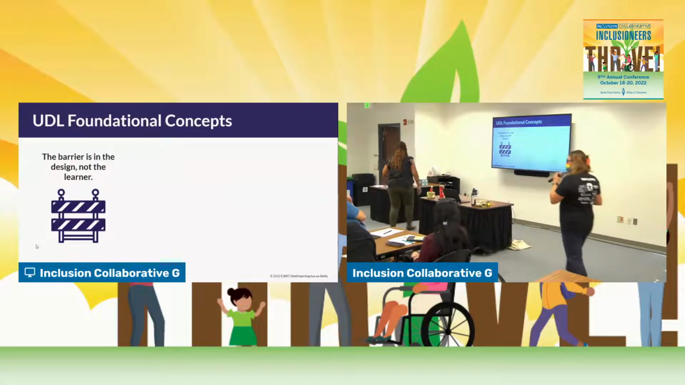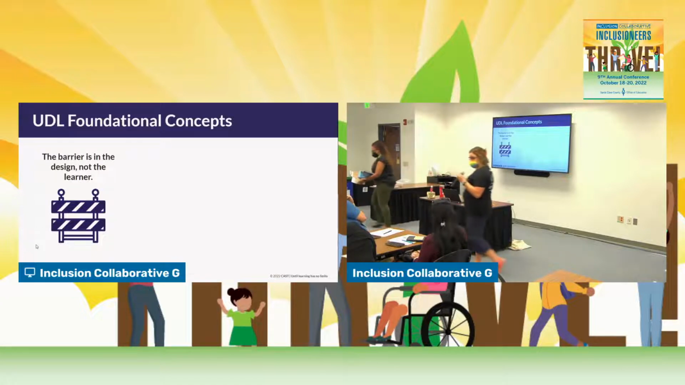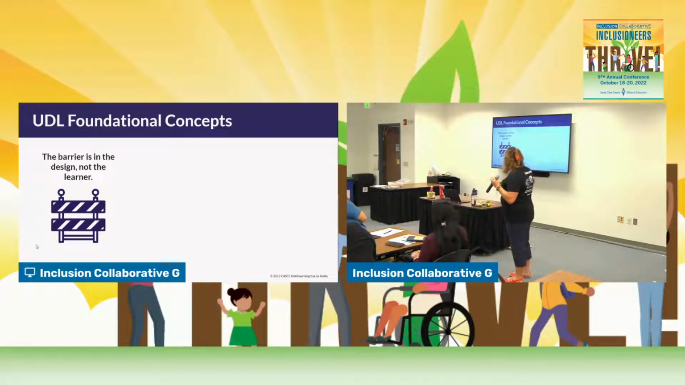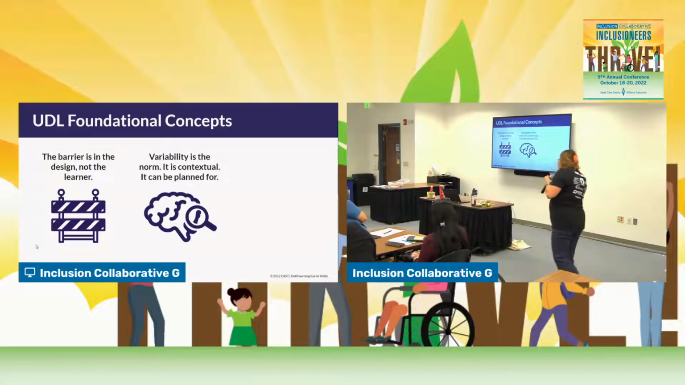So, UDL foundational concepts. We begin by considering that the barrier, it's in the design. It is never in the human. It's in the design of the system, the materials, the curriculum, the instructional practice, the pedagogy. It is never in the learner. Once we recognize that, then we have control.